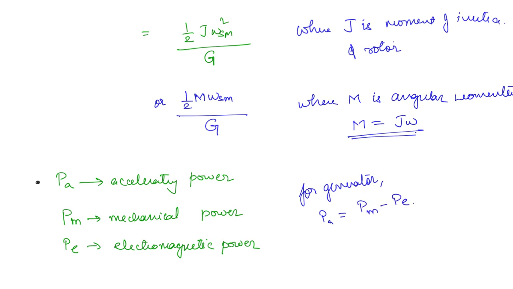So if you take it for a motor, it is going to be just reversed, PE minus PM. Now in power systems, we usually like to express in terms of the per unit system, right? Per unit system has its advantages. So we would like to express in per unit. Now the swing equation also we will try to do the same.